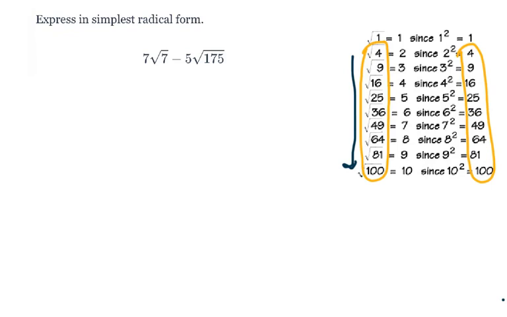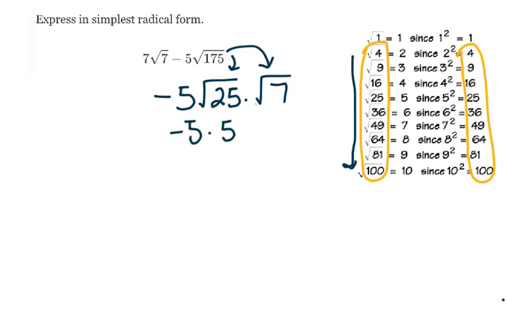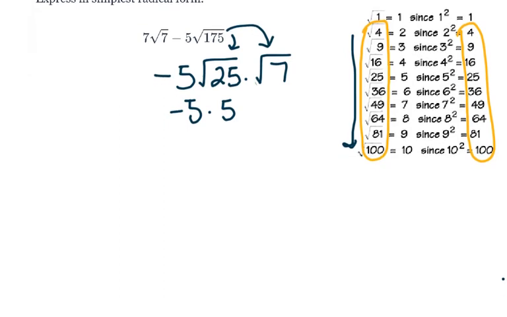So this becomes negative 5 times root 25, and it was 25 times 7. Uh-oh, that's ugly. Let me rewrite that. Times root 7. Okay. So just to recap, we broke 175 out into 25 times 7. So let's simplify. Square root of 25 becomes 5. You don't need the root anymore. But 7 will stay inside of the radical. So now multiply these two together. I get negative 25 root 7.